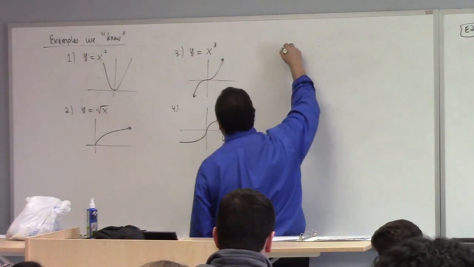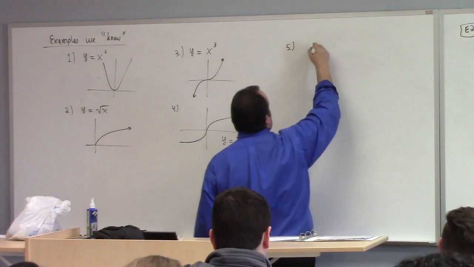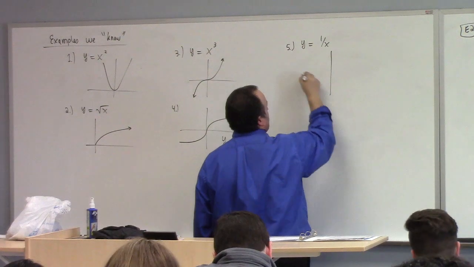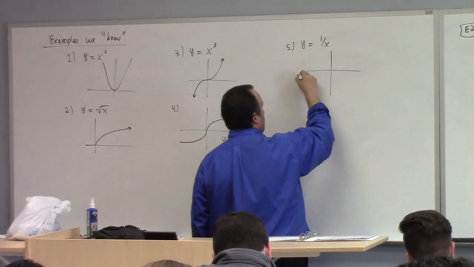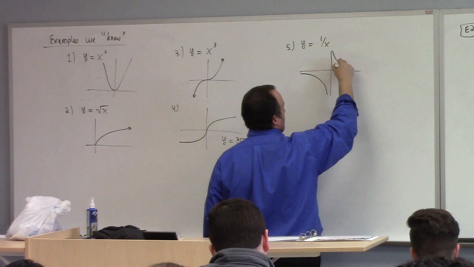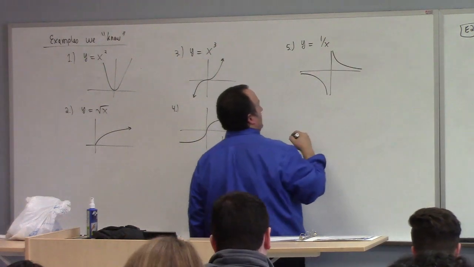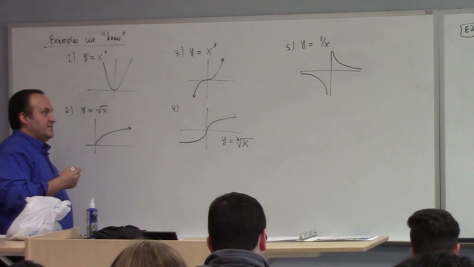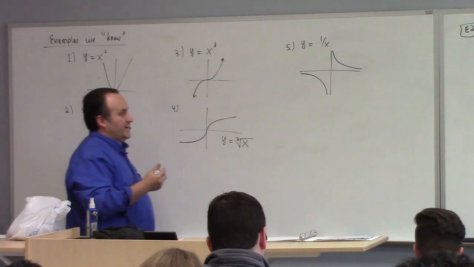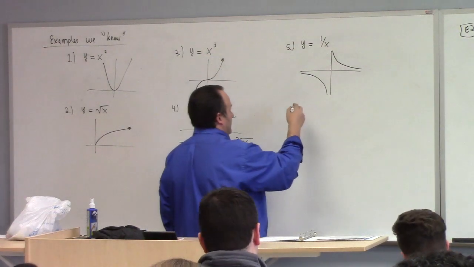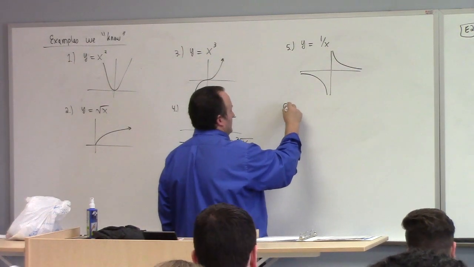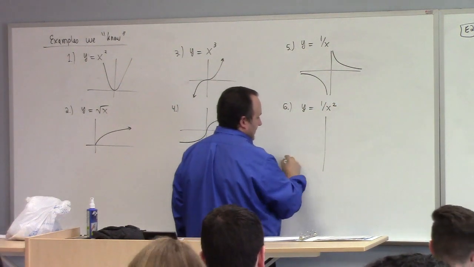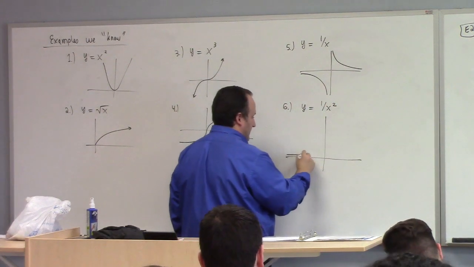Another example is y equals 1 over x. This one looks like this. We actually talked about this last time, right? It's a hyperbola. That's right. A hyperbola rotated 45 degrees from the one we talked about in a previous part of the course. But yeah, it's a hyperbola. Six, y equals 1 over x squared. This guy looks like this.